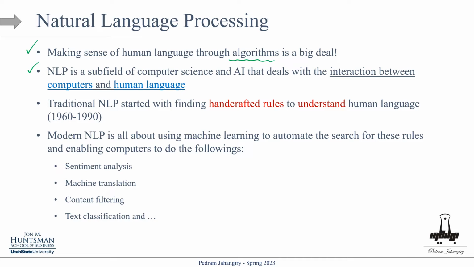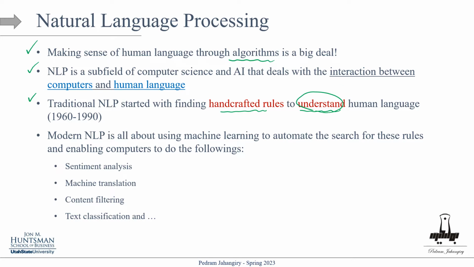And traditionally, back in the 1960s, traditional NLP started with finding basically handcrafted rules, right? It was something like this: okay, here's a rule set for the English language, these are the grammars, these are the syntax, and now go ahead and understand human language, right? So the goal was understanding the human language by going over those handcrafted rules. So as you can guess, this is a lofty goal.